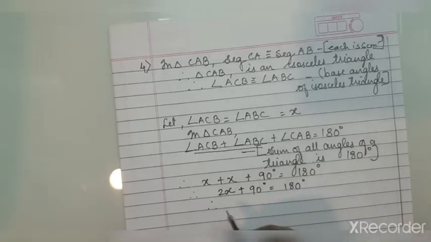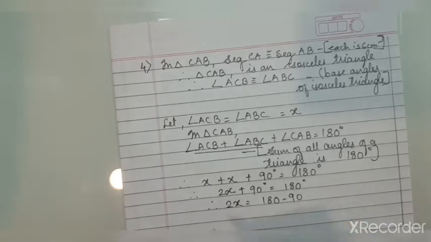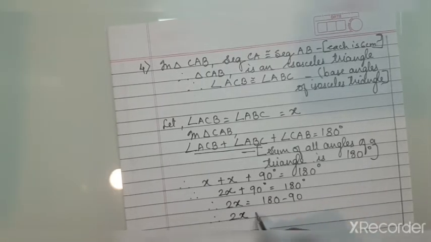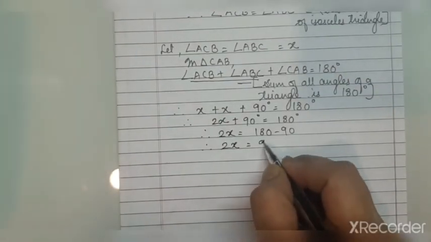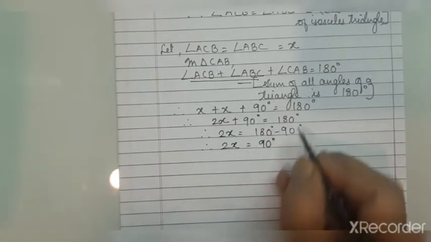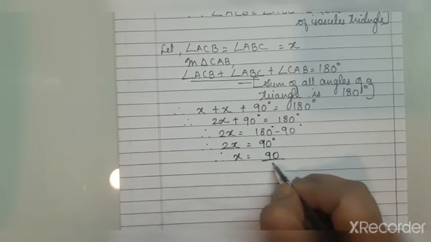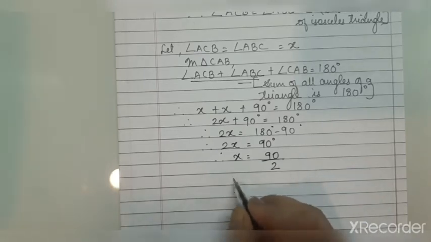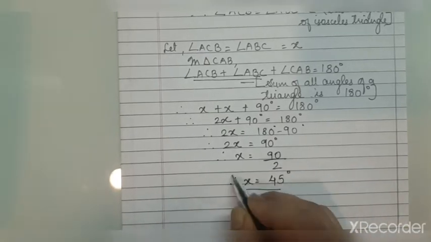Now we just shift 90 degree to the other side. So it is 180 minus 90. Okay, that is 2x is equal to 180 minus 90, which is 90 degree. Okay, therefore 2 when we shift to the other side, 90 upon 2, multiplied by 2 becomes divided by 2, and therefore x is equal to 45 degree.